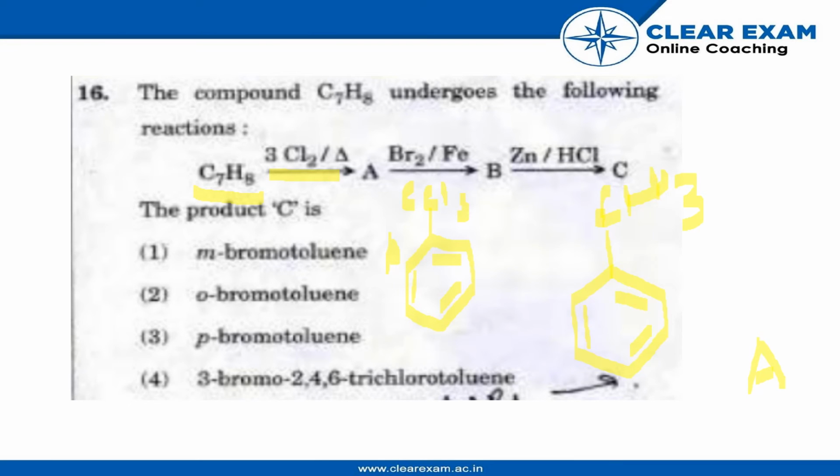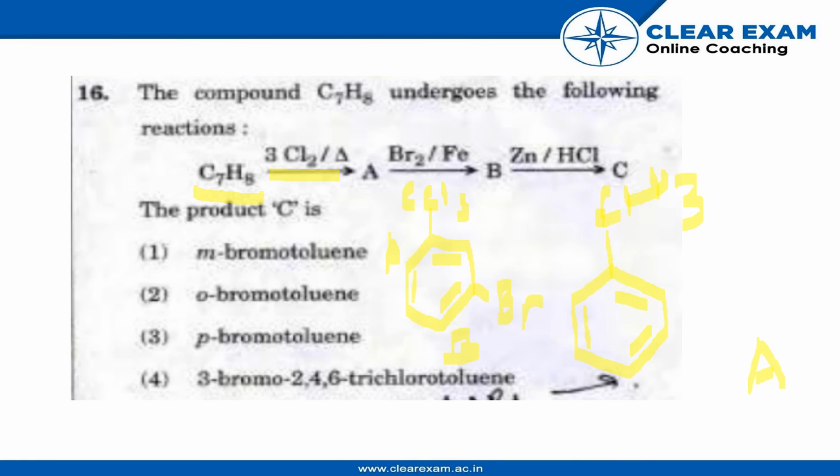Now I will create B when it reacts with Br2 and Fe. So when CCl3 reacts with Br2 and Fe, it's the same as A, but only the Br will add over here. You understand how it happens? It's Br2, so it adds over here and forms the CCl3 and Br over here. So it's basically B. Now we will see what C is.